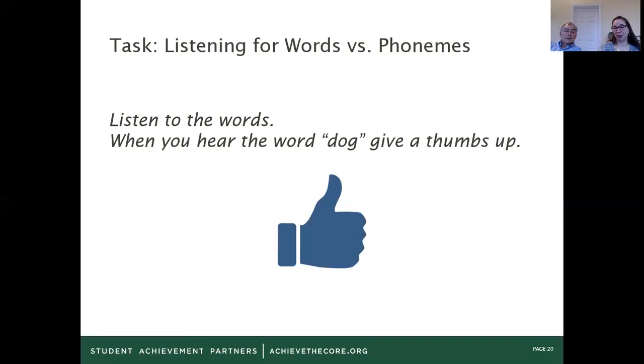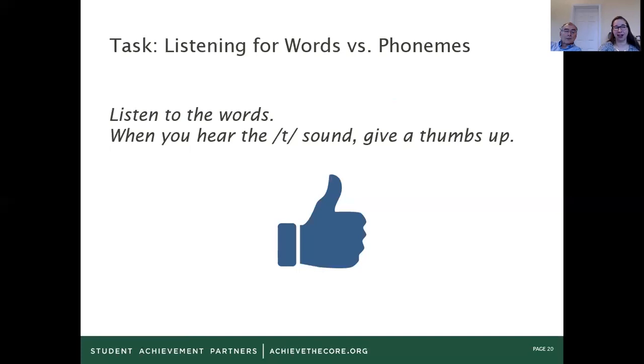Okay. So I'm going to move to the next task. Similar task, slight variation. Now you're listening for phonemes. So I'm going to now say a group of words, and you're listening for the t sound. And if you hear that sound, t, you're going to give a thumbs up. Fork, cat, treat, puppy, study. Okay.